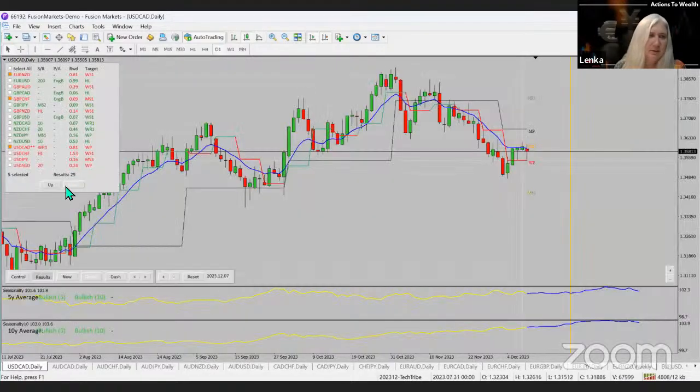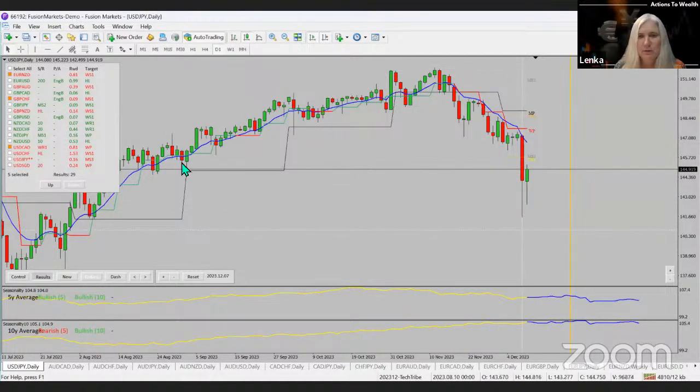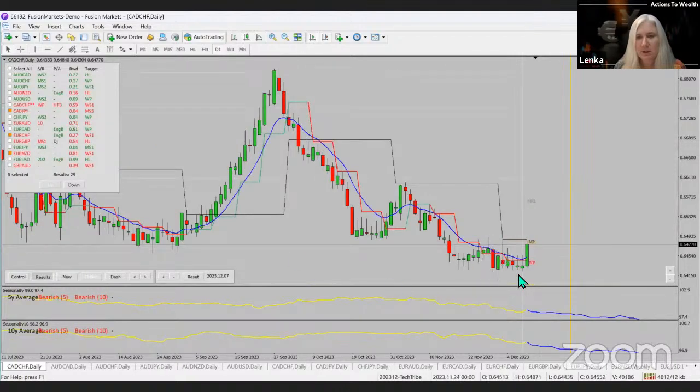Let me just see if I can find anything else of interest. I think the USD JPY, maybe not. New Zealand, CAD CHF. That was CAD CHF. Okay, that's ranging, so still waiting for price to break out of that. Let's have a look at CAD CHF.